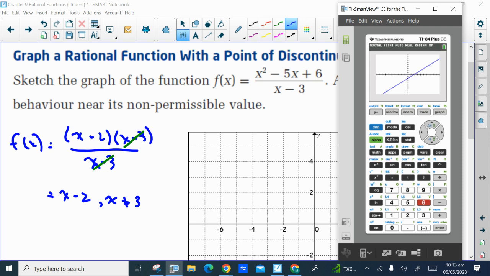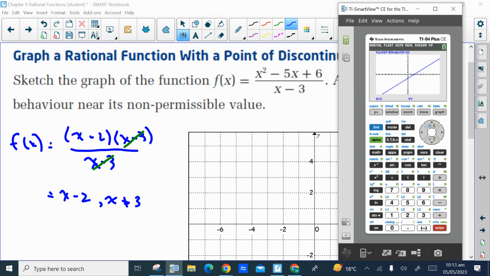So like we said, the resulting graph is a line. That is the line y equals x minus 2. It has a y-intercept of negative 2 and a slope of 1. Rise 1, run 1. If we go into our trace mode and we let x equal 3, we said that's a non-permissible value. Look what happens. There is no y value stated. Because again, this is a point of discontinuity.